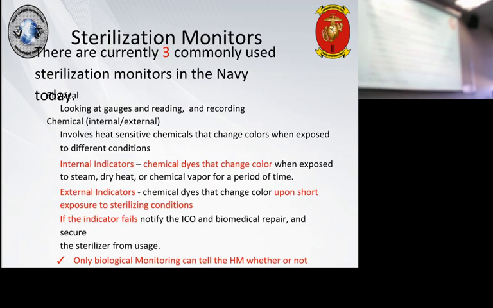Sterilization monitors, there's 3 used today. Physical, you look at the gauges, reading and recording. Chemical, internal and external, involves heat-sensitive chemicals that change colors to show you what's going on. Internal indicators, chemical dyes that change color when exposed. External, chemical dyes that change color upon short exposure. If the indicator fails, notify the ICO and the biomed repair and secure for use.